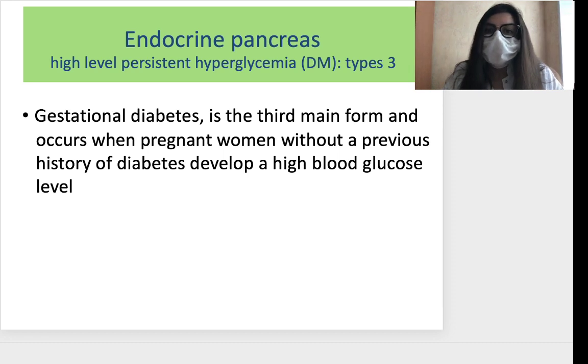And what about gestational diabetes? It is the third main form and occurs when pregnant women without previous history of diabetes develop a high blood glucose level.